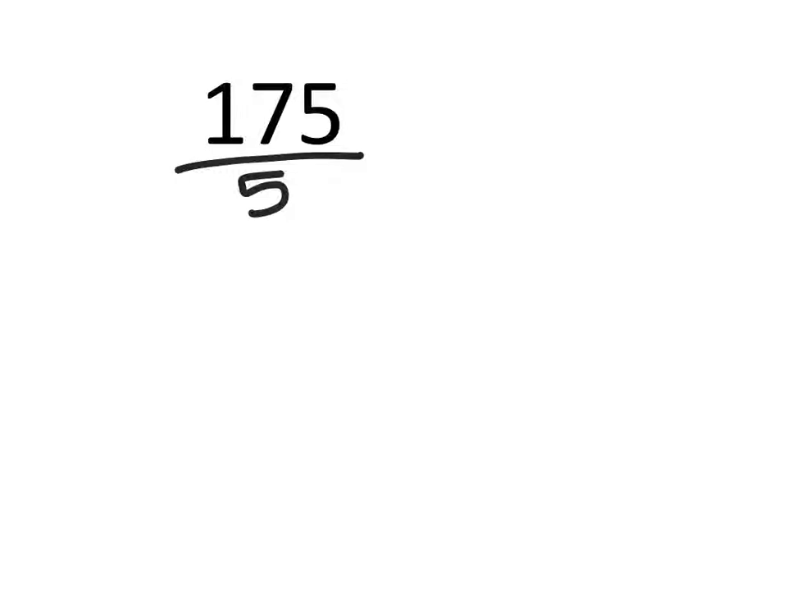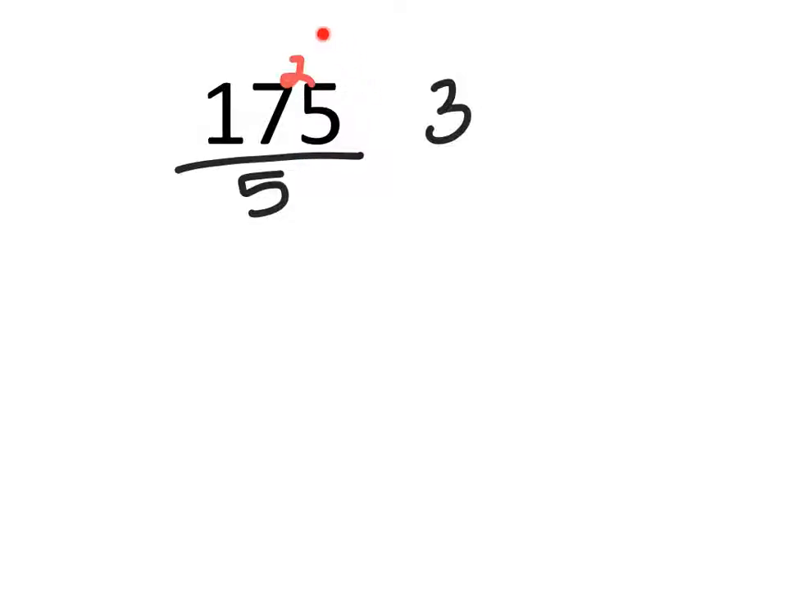5 times 1 is 5, 5 times 2 is 10, 5 times 3 is 15. So I know it goes in 3 times, but that's 15. I'm trying to get it into 17. So how many do you have left over? 17 minus 15 is 2. I have 2 left over. I'm going to write that right up here, in between that 7 and 5, because that's what I had left over from the 7, so I'm not going to give that to the 5.